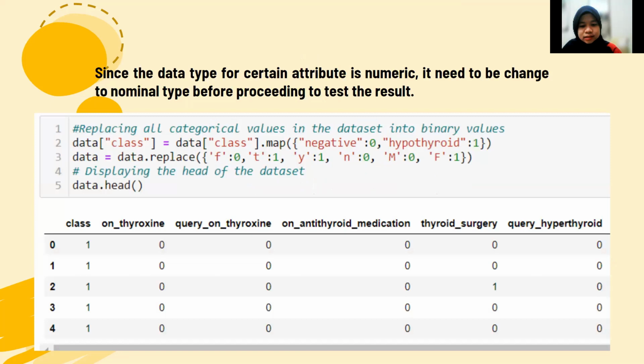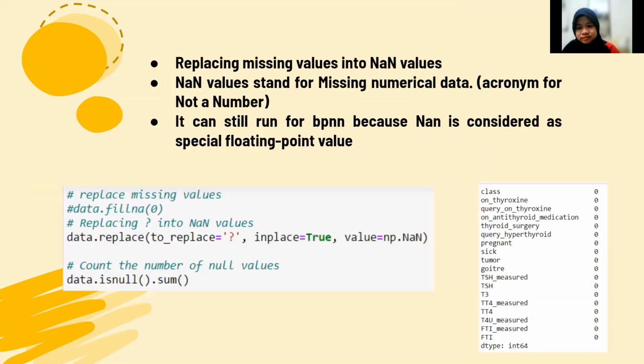Next, since the dataset for some attributes is numeric, we need to change it to nominal type before proceeding into testing the result. Here, all the attributes with categorical data type are changed into nominal type, which is in binary values.